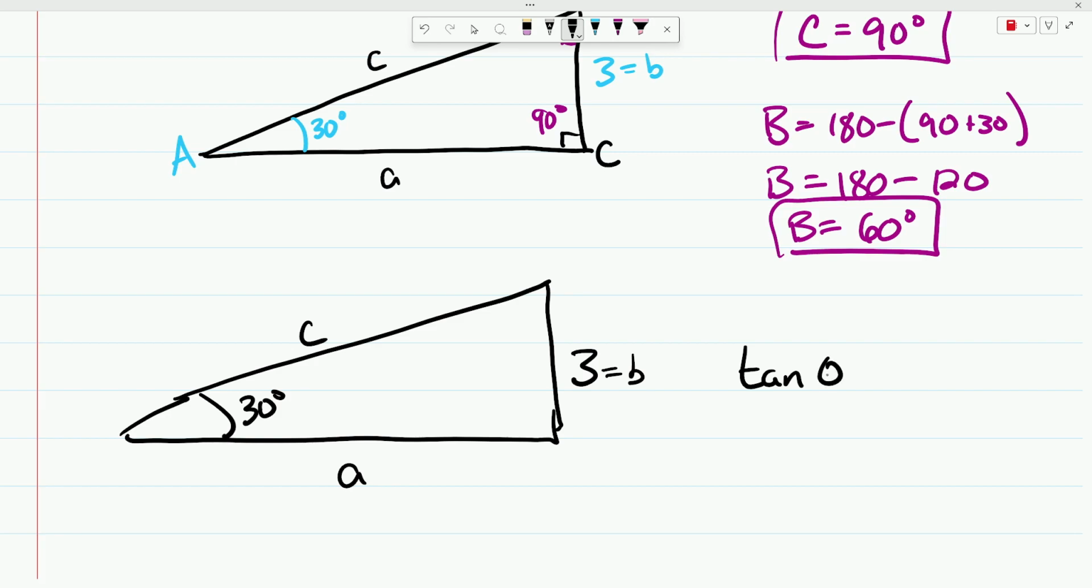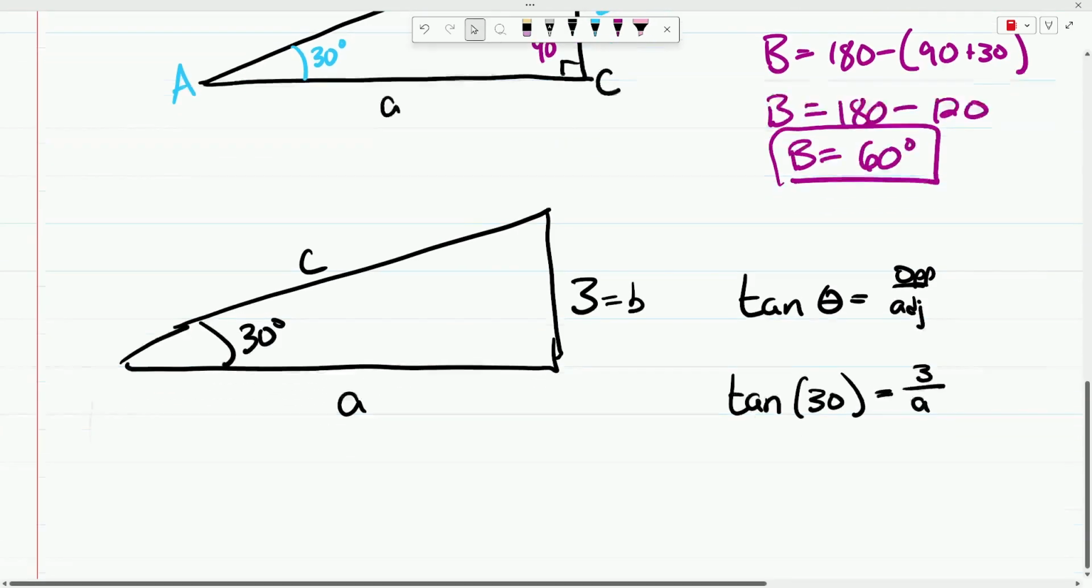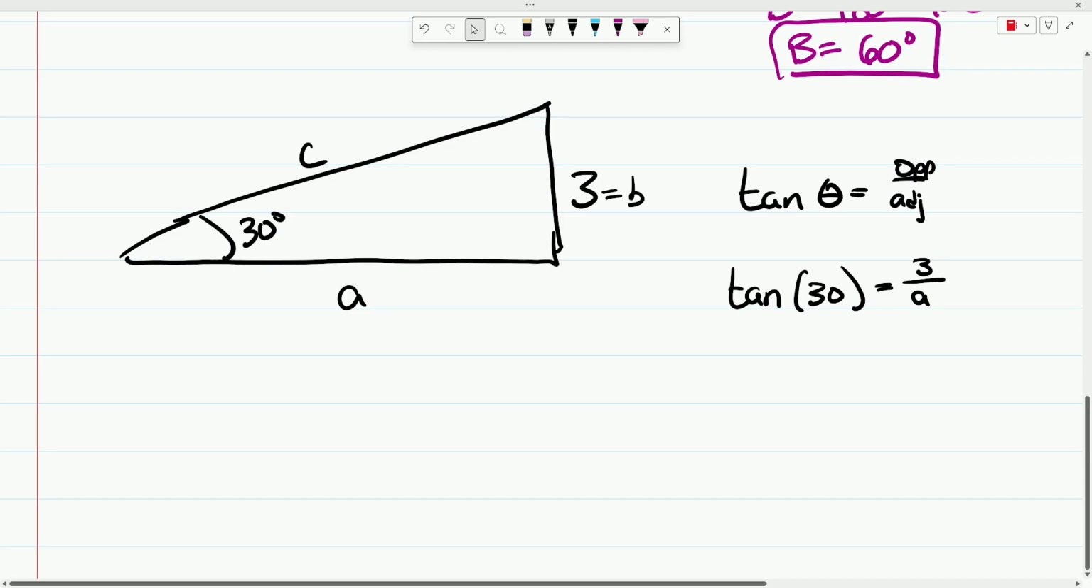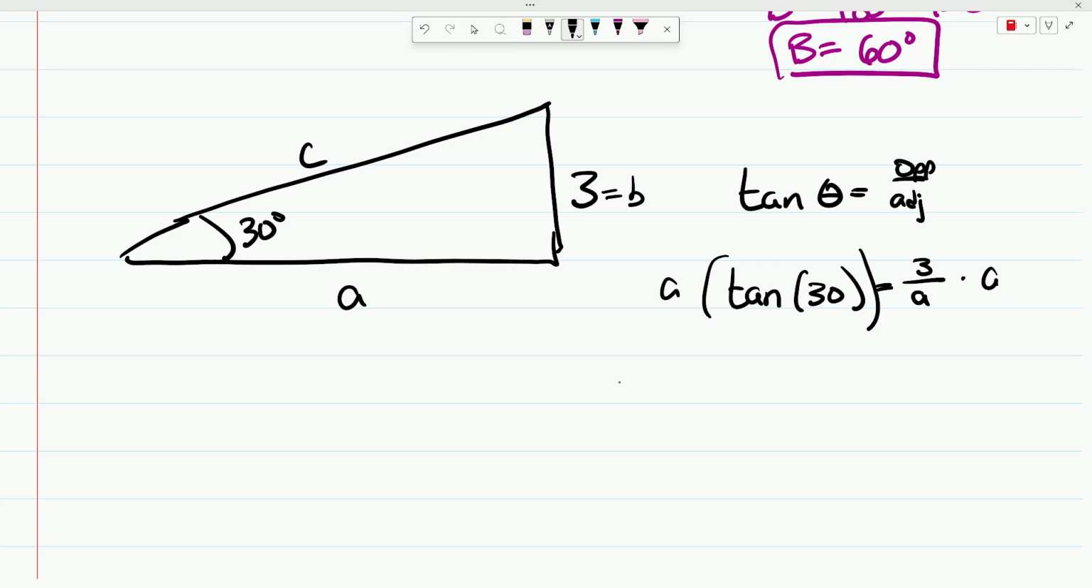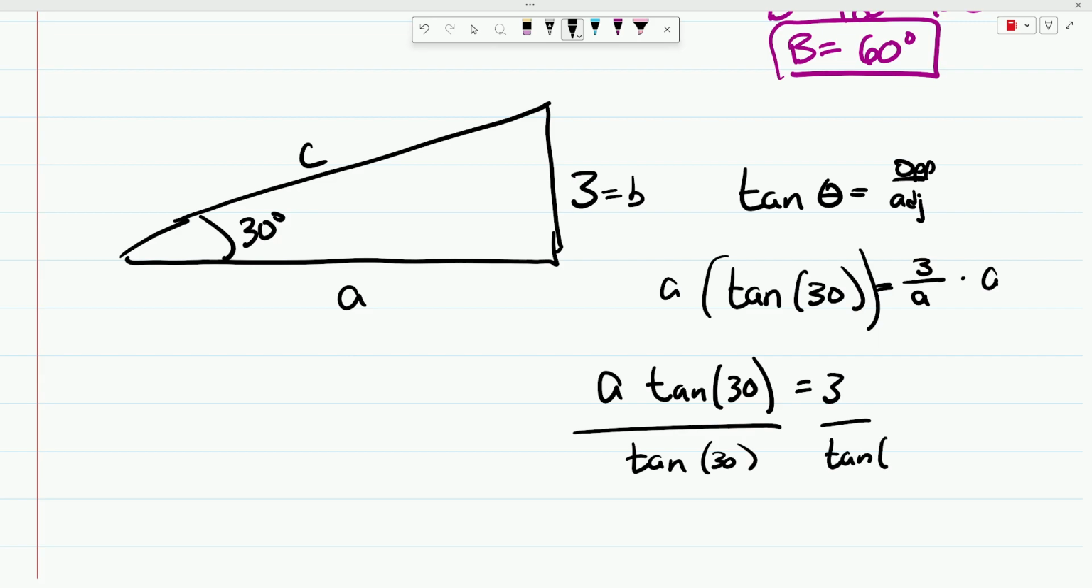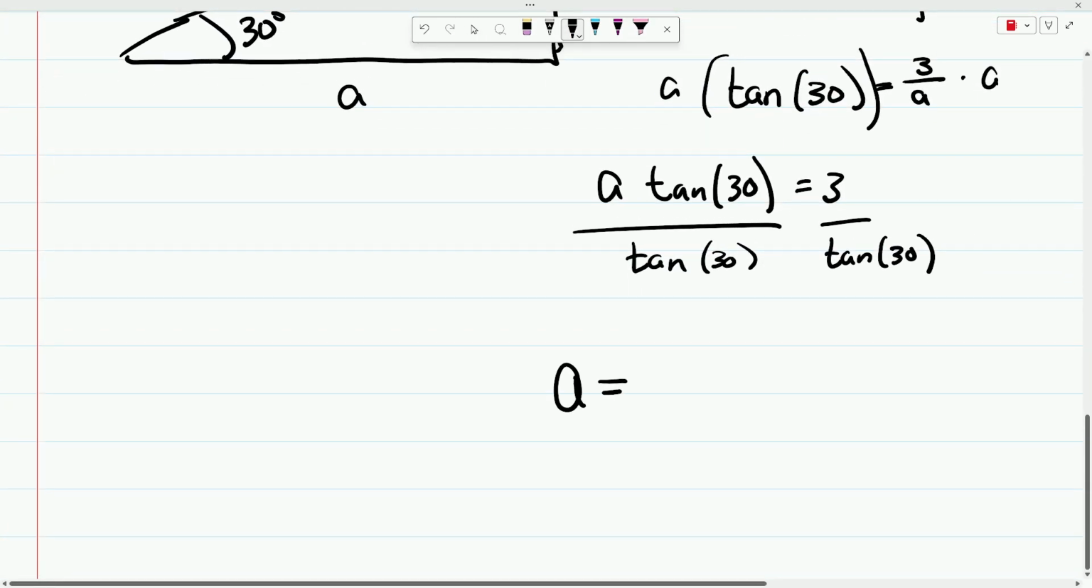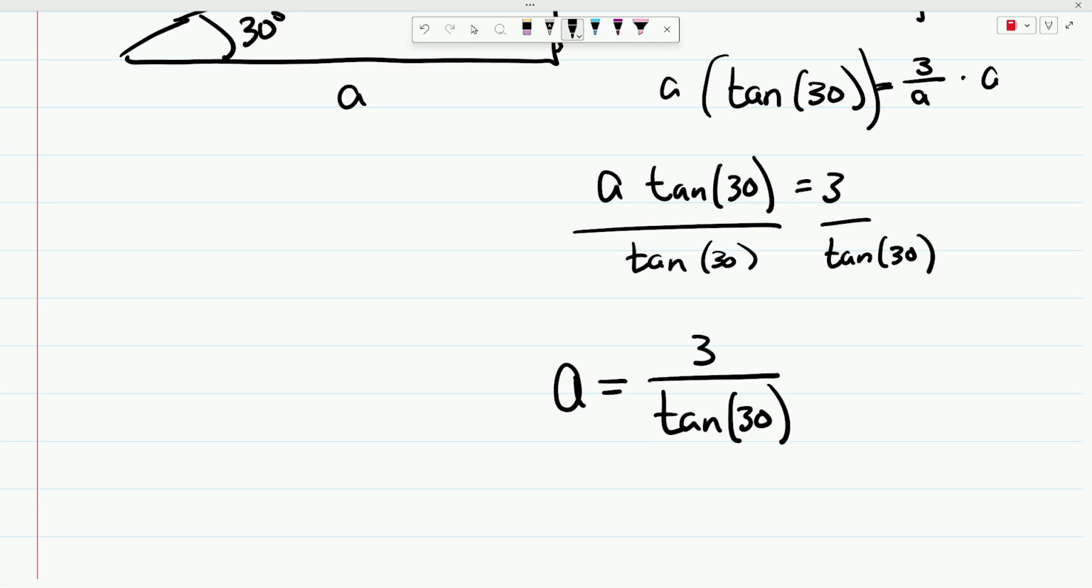We know tangent theta is opposite over adjacent. So in this case, it's going to be tangent of 30 equals 3 over the letter a. Now I can solve this by multiplying both sides by a. That gives me a tangent 30 equals 3. And then divide both sides by the tangent of 30, to give me the following: side a equals 3 over the tangent of 30. Since that is a measurement in degrees, just make sure your calculator is in degrees.